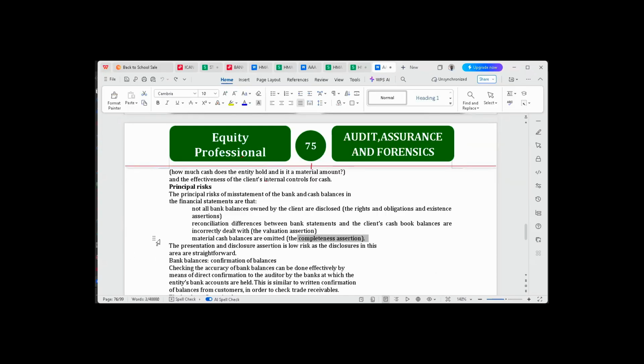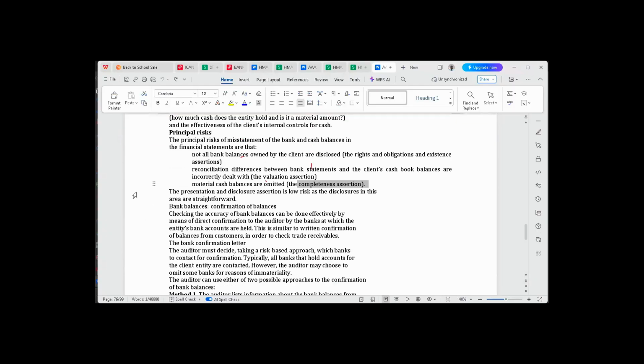Okay. Now, the presentation and disclosure assertion is low risk. Why? Because bank is straightforward. You only disclose that you have verified the bank. You have requested certified bank statements, I mean certified bank statements. And also you have performed cash counts to verify the balances you have in the cash in the safe, with the customer. All right. So the bank certified statement is what you have here.